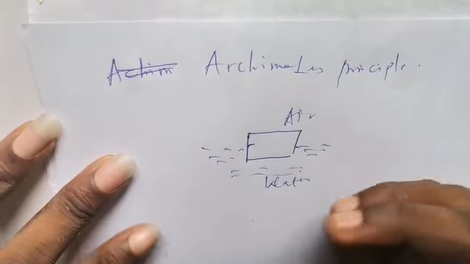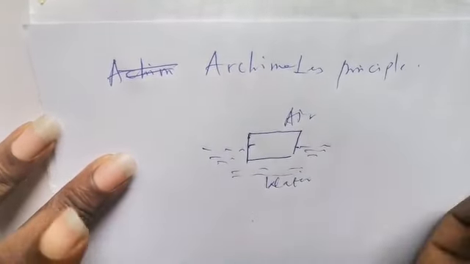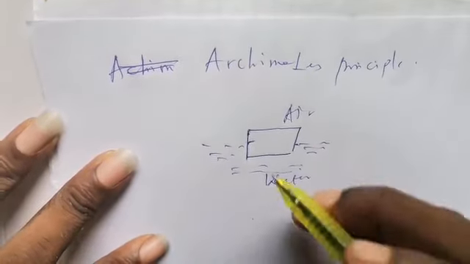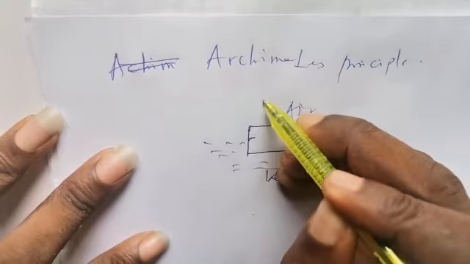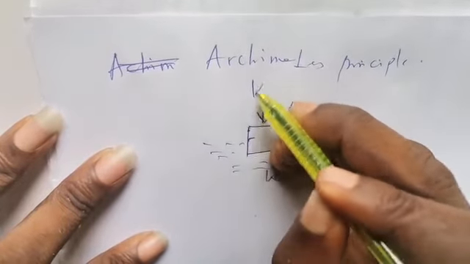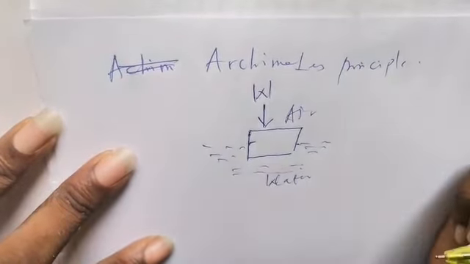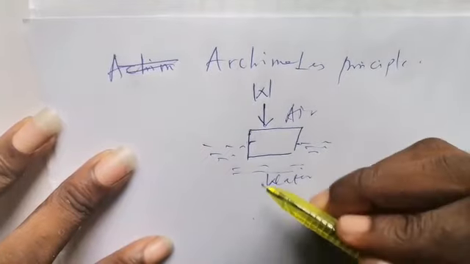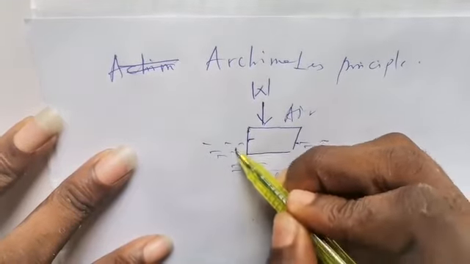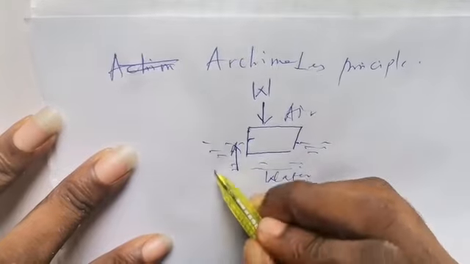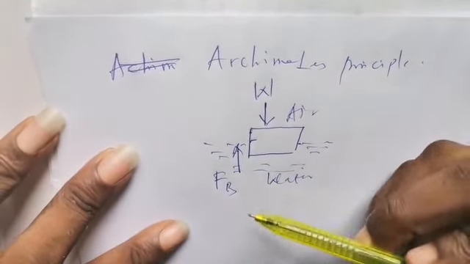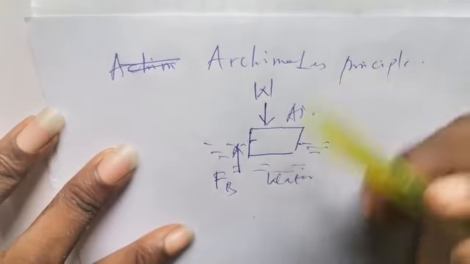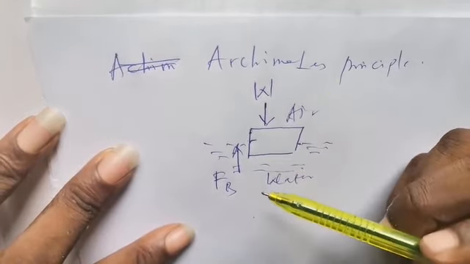Now if this body is submerged partially or fully in water, we know that the weight of this body will act vertically downwards. So I will have the weight of the body acting vertically downwards. Now the principle is simply saying that this body will experience another force which acts vertically upwards. That is called the buoyant force. So it will have an upward force which acts vertically upwards against the weight of the body.